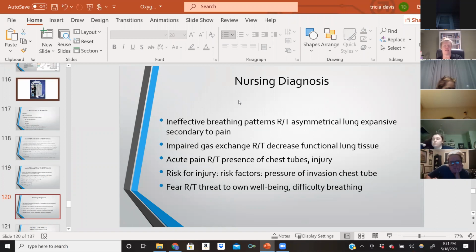So some nursing diagnoses. We might have ineffective breathing patterns related to asymmetrical lung expansion, could be caused secondary to pain. Impaired gas exchange related to decreased functional lung tissue. Acute pain related to presence of chest tubes or injury. Risk for injury, pressure of an invasion of the chest tube. And then fear related to they're scared for their own well-being because they have difficulty breathing.